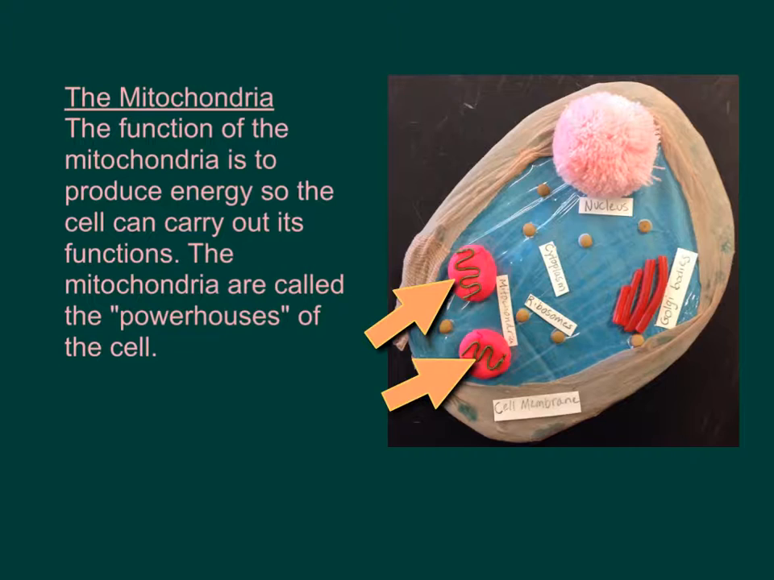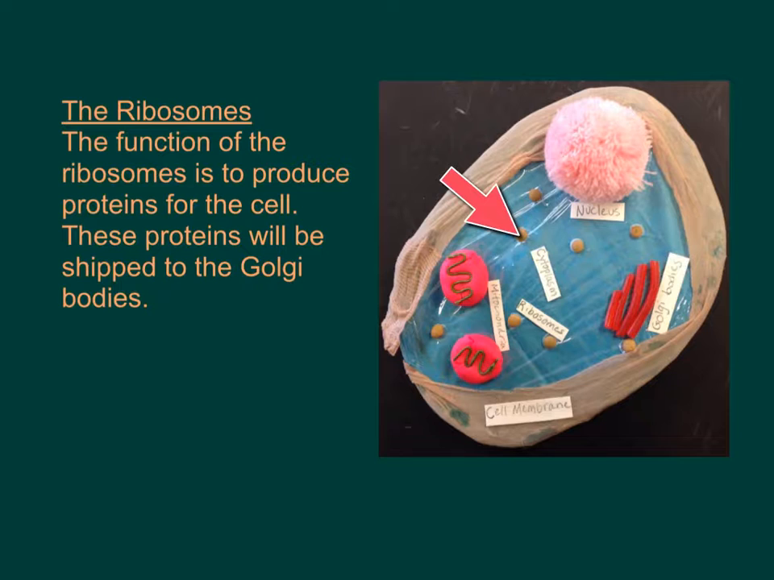The mitochondria. The function of the mitochondria is to produce energy so the cell can carry out its functions. The mitochondria are called the powerhouses of the cell. The ribosomes. The function of the ribosomes is to produce proteins for the cell. These proteins will be shipped to the Golgi bodies.